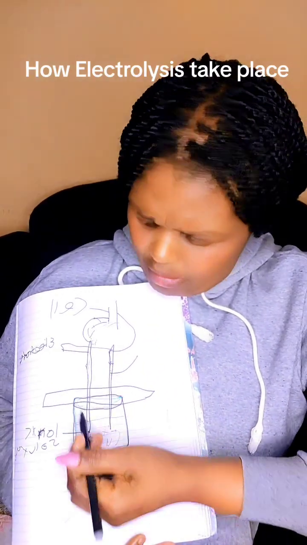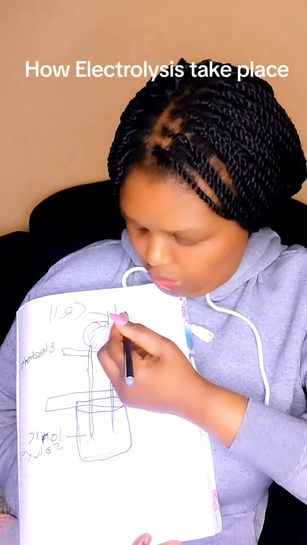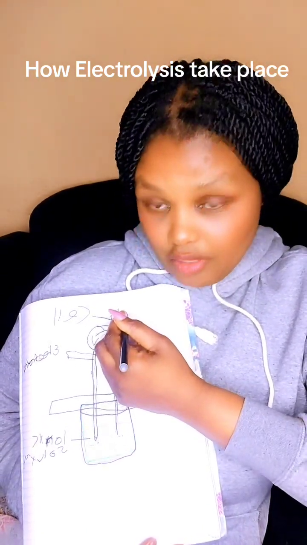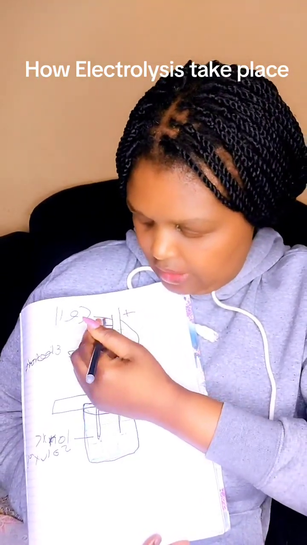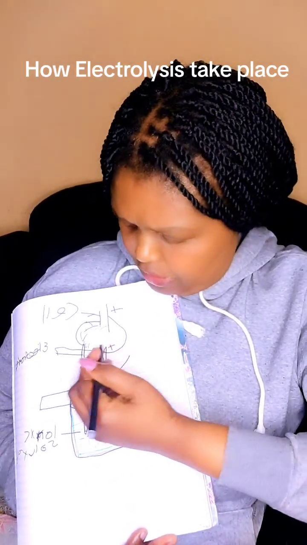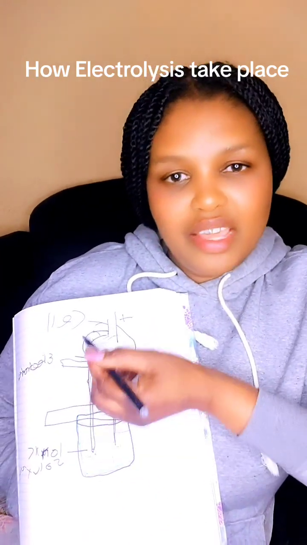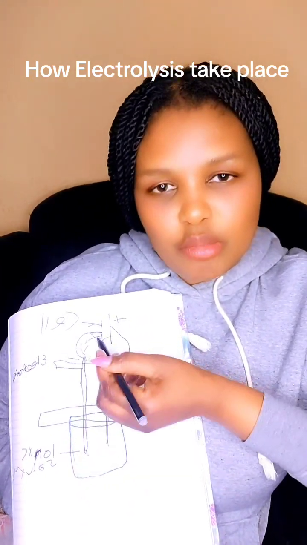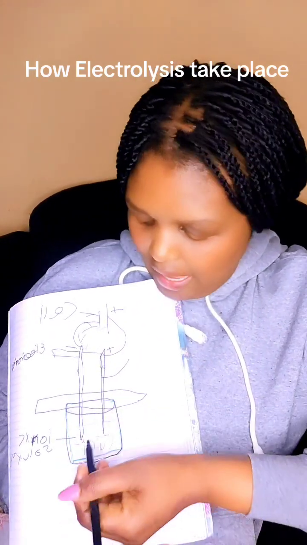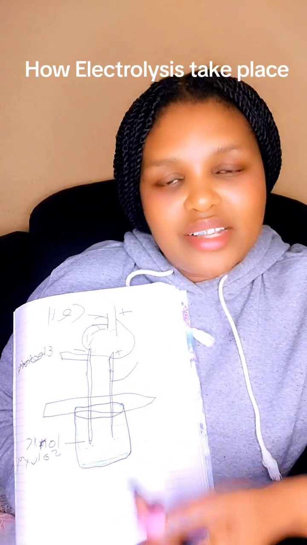Remember, now we must show this. We start by showing that the cell here is positive, here is negative, and the electrodes: this one will become positive, this one will become negative, because this one is connected to the positive and this one is connected to the negative. They will both have a positive and negative side. And then not forgetting that unlike charges attract each other.